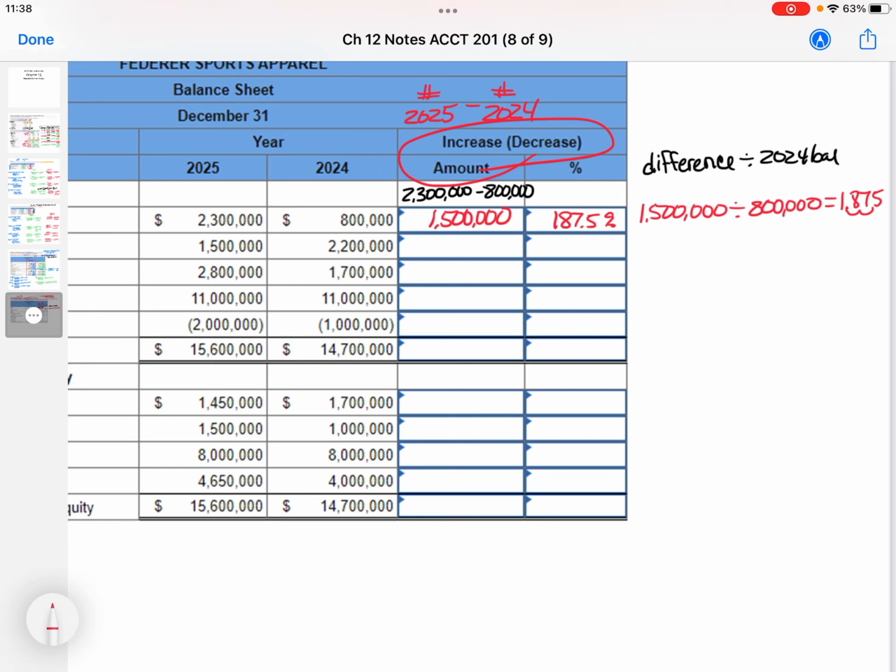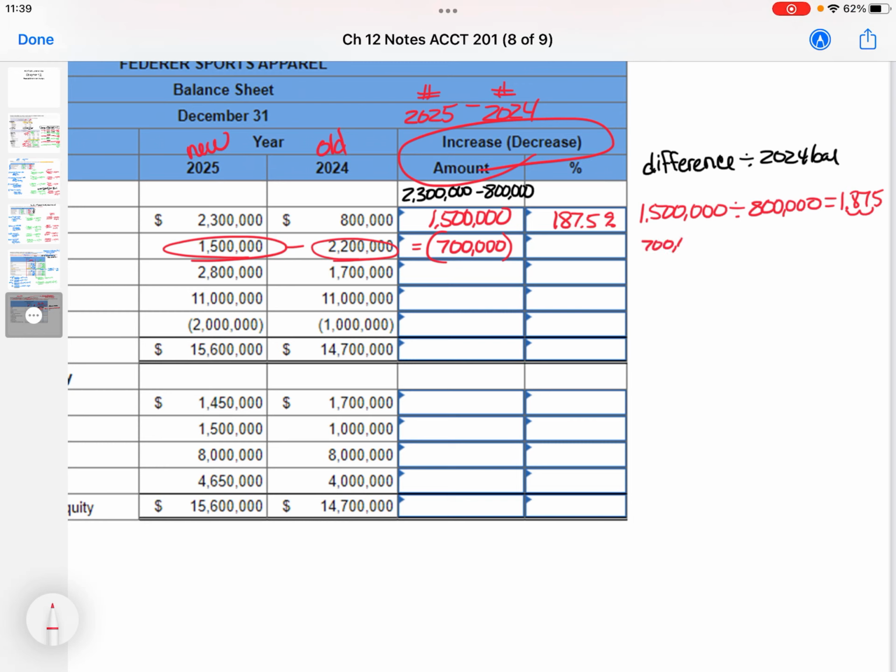Now let's look at the next one. It's 1.5 million, accounts receivable. That's the current balance, and I'm going to subtract away from it last year's balance. I end up with a negative number, negative $700,000. That tells me that the account has decreased. Remember, this is the old year and this is the new year. The old year was 2.2 million, this year's 1.5 million, so it decreased by 700,000.